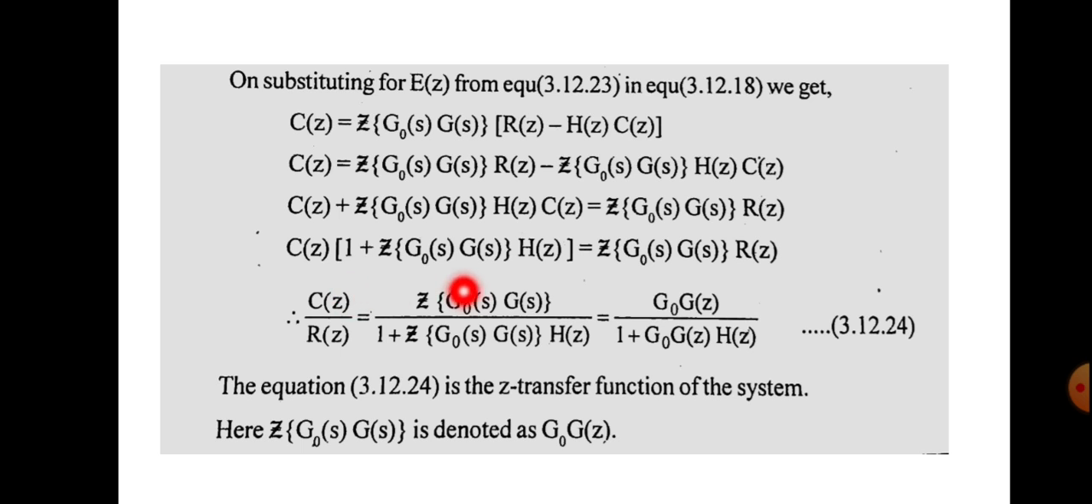So finally you will get the C of z by R of z ratio like this. C of z by R of z is equal to this equation, and this can be written as G0 into G of z over one plus G0 into G of z into H of z. I am not explaining the complete steps because these are all simple rearrangements. You can go through the problem once again and you will get this result. Your requirement is to find C of z by R of z. The method for doing the problem is the same. Kindly go through the problem once again and prepare notes. Thank you.